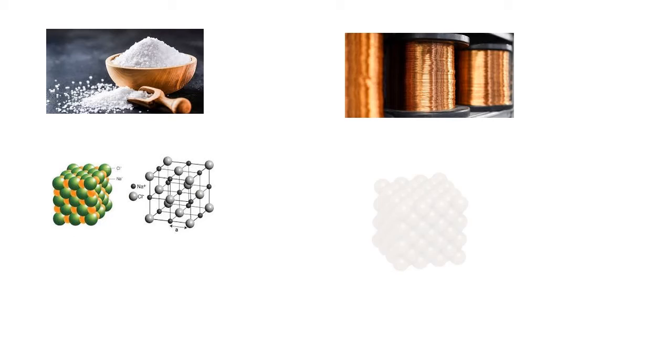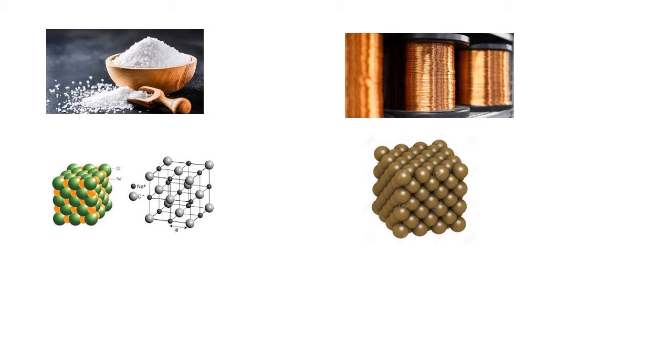Look, what do you see in this picture? There are two pictures shown here. The first one is the salt which we use in our food, which is called common salt. And the next one is the copper wires. Yes, copper. Now, what if I tell you, can we break this salt or can we break this copper? What will happen? But before understanding that, let us understand the structure of these.